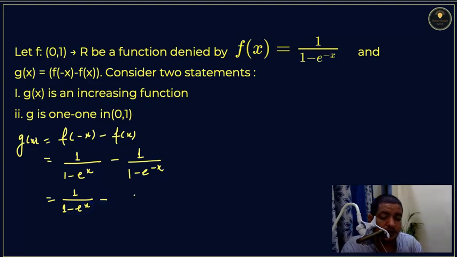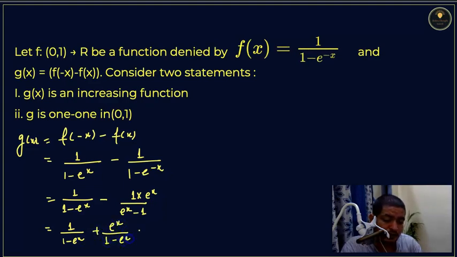If I take the LCM here, I will write e to the power x minus 1, and this value will become e to the power x. So we can write the same thing as 1 minus e to the power x. If I take minus common, this value will become positive e to the power x over 1 minus e to the power x. If I take the LCM, you will get 1 minus e to the power x times 1 plus e to the power x.